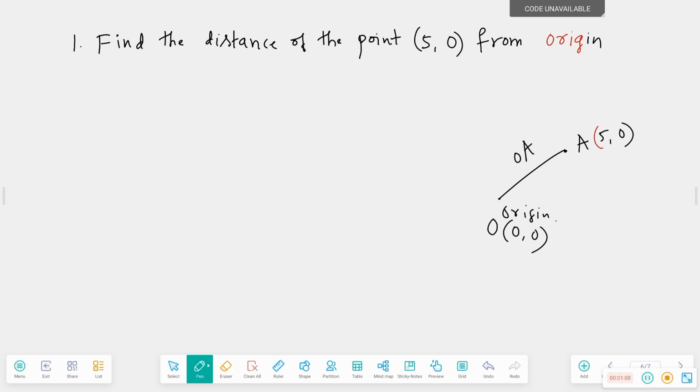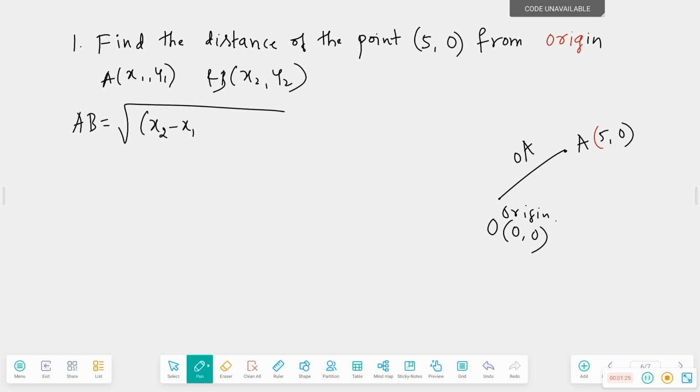Therefore here we know the distance of two points with coordinates x1 y1 and x2 y2 is given by AB is equal to square root of x2 minus x1 whole square plus y2 minus y1 whole square. See, here consider the coordinates of the origin as x1 y1 and the coordinates of the point A as x2 y2.